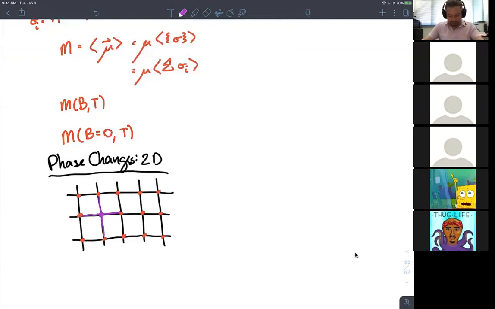The good thing about this is that in 2D you do get phase changes, so it does explain spontaneous magnetization of materials. The hard part is that it's hard, right? Like I told you last time, the first guy to do this was Lars Onsager back in the 1920s, 1930s, something like that.